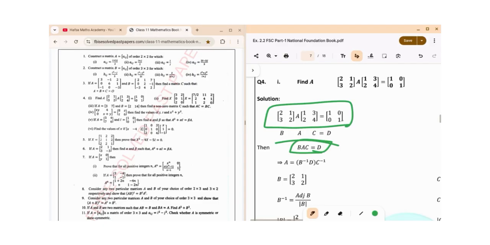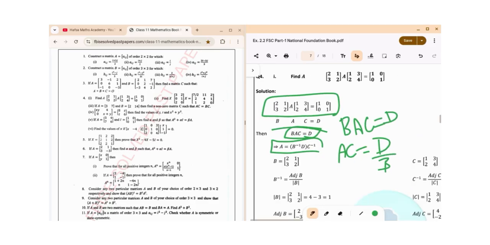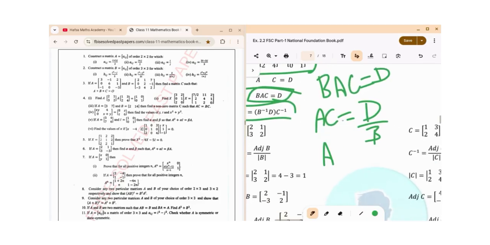Now we need to find A, so we're going to take A alone. Here they've written it directly, but I'll try and explain it. B into A into C is equal to D. Let's take B onto the other side first. A into C is equal to D divided by B. Now we know that we cannot divide matrices. We just don't do that. So what we do is take B onto the top. So it'll be D into B inverse.